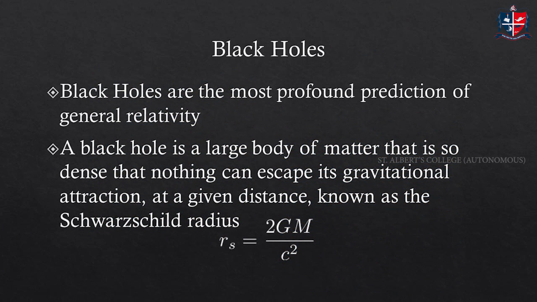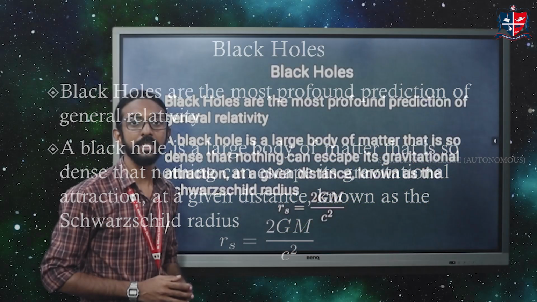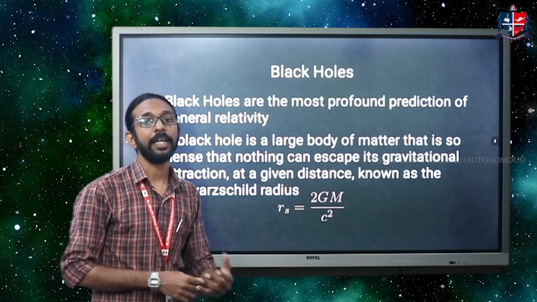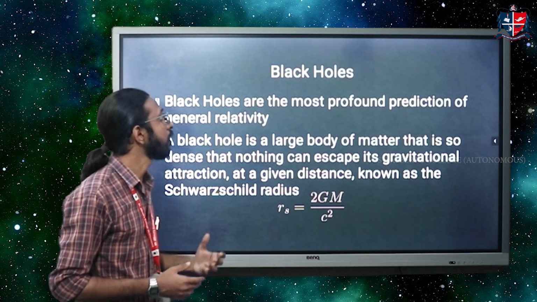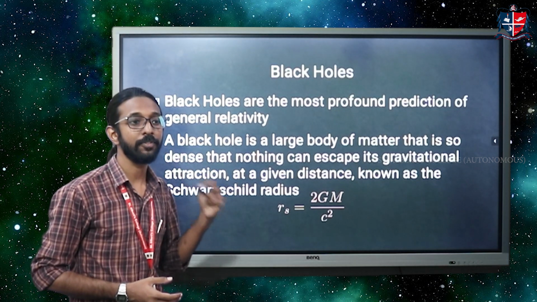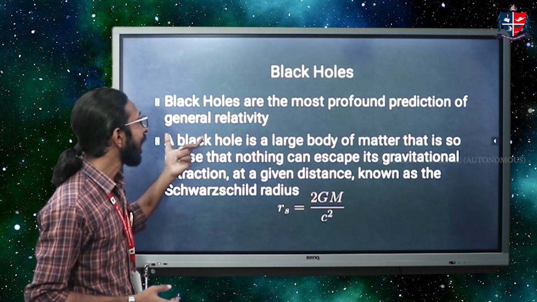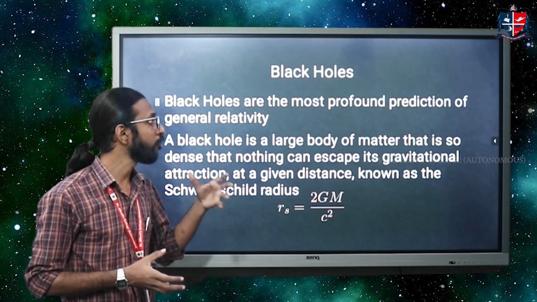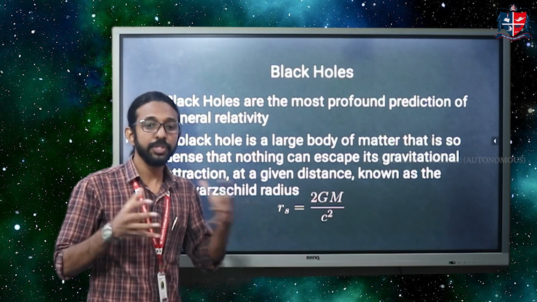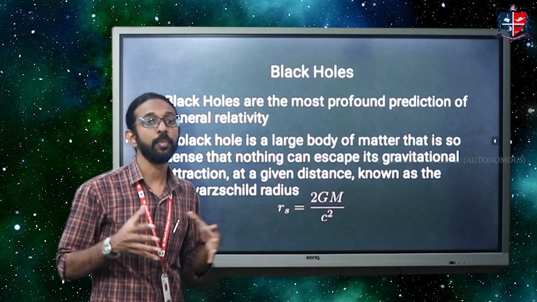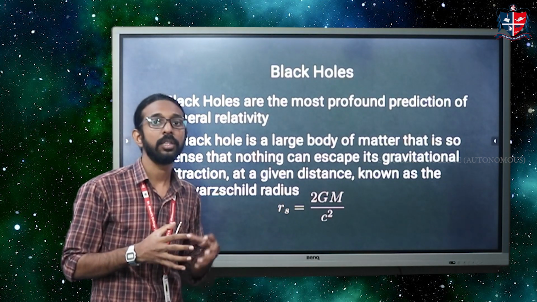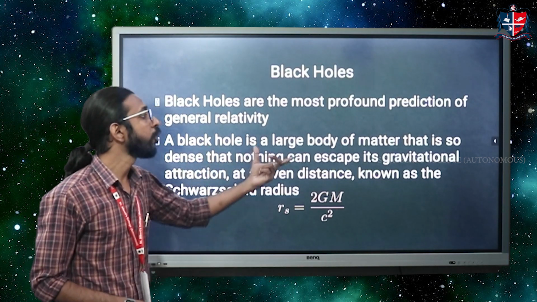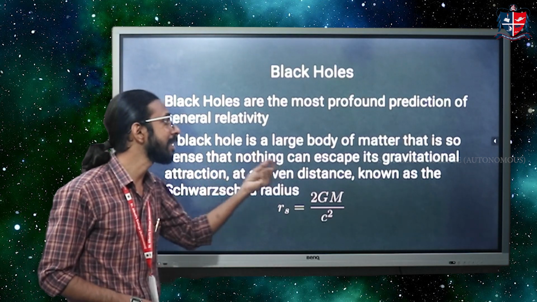One of the very famous predictions of general theory of relativity are black holes. We all hear about black holes in science magazines, science podcasts, everything like that, so the concept doesn't really need an introduction from my part. Black holes are the most profound prediction of general relativity. It is a large body of matter. When I say large body of matter, it doesn't mean that it should be large. It means that the mass of the body will be very high, or the density will be very high. It is a body of matter so dense that nothing can escape its gravitational attraction.